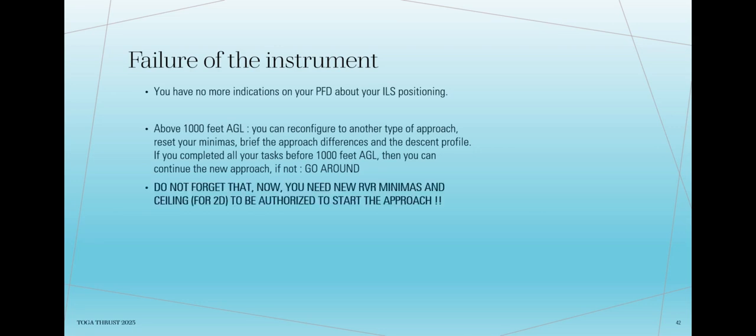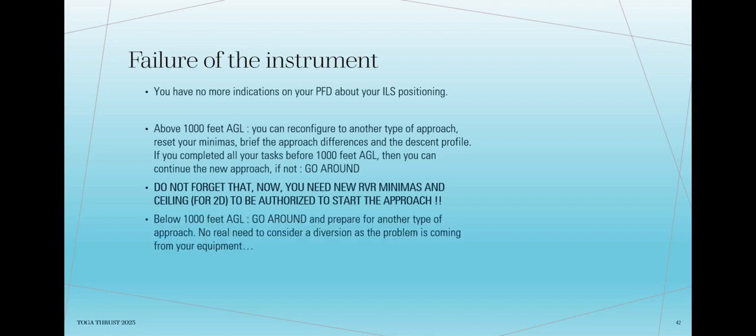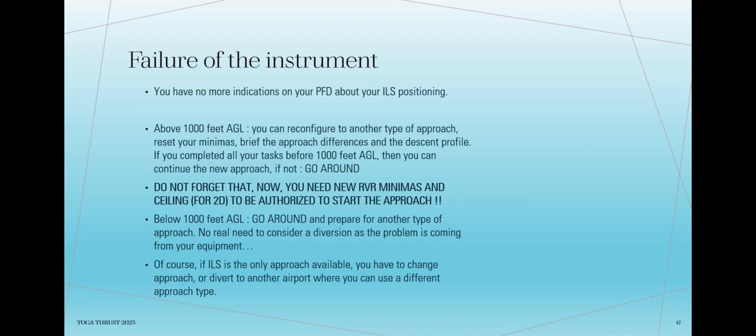Do not forget that now you need new RVR minimas and ceiling, for 2D, to be authorized to start the approach. Below 1000 feet AGL, go around and prepare for another type of approach. No real need to consider a diversion as the problem is coming from your equipment. Of course, if ILS is the only approach available, you have to change approach, or divert to another airport where you can use a different approach type.